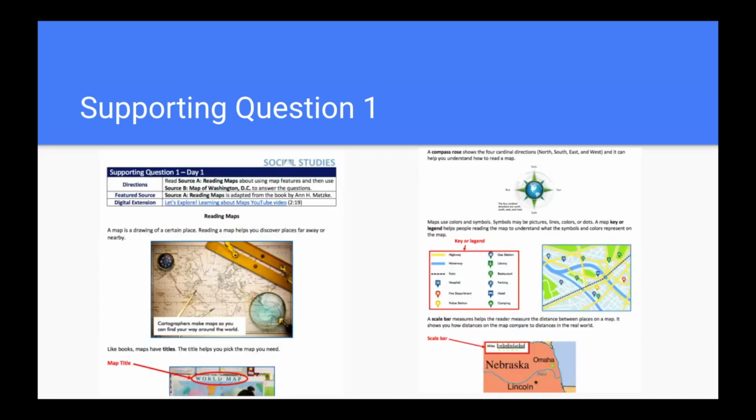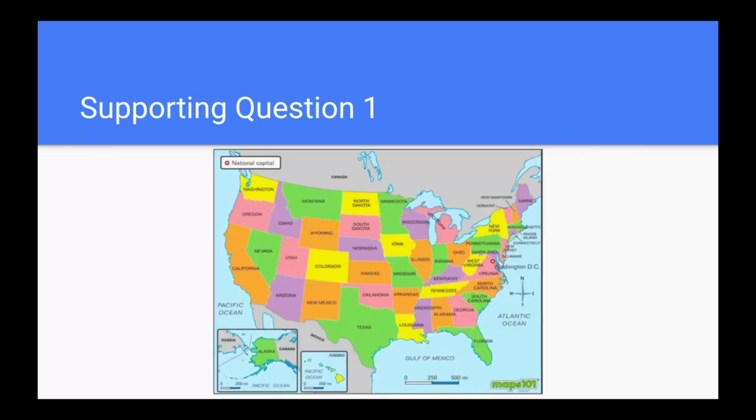One feature I want to highlight in this text is the compass rose, which shows our 4 cardinal directions, north, south, east, and west. To use it, I have to find the direction I'm being asked about and see which way it is pointing on that map. For example, let's look at one of the maps that we'll see later in the packet. On this map, I see that the E for east is pointing to the right.